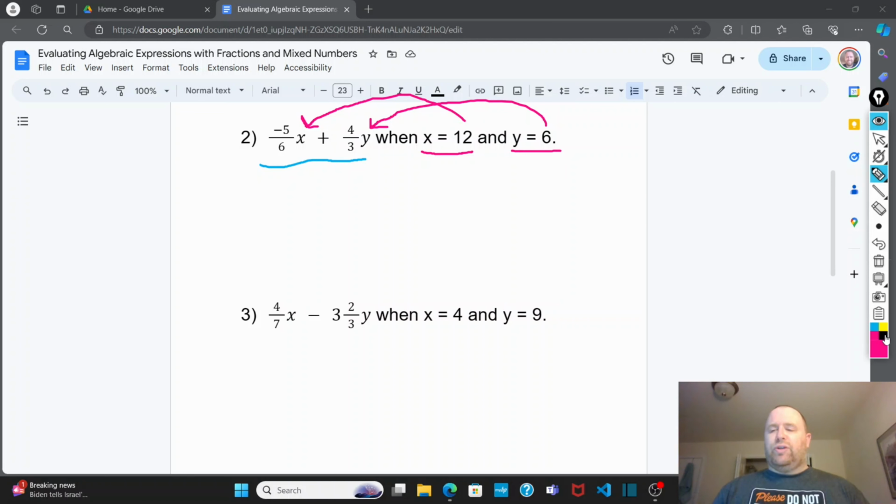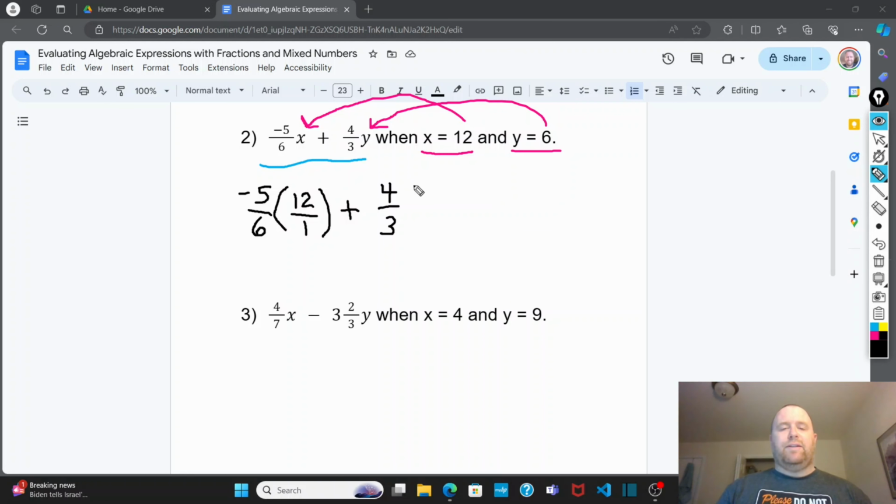All right, so let's go ahead and write this out. So we have -5/6, and I can do the same thing. I can write 12 as 12/1. Plus, we've got 4/3, and I'm going to write 6 as 6/1. Just remember, anything divided by 1 is itself.